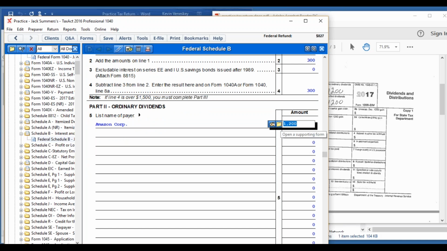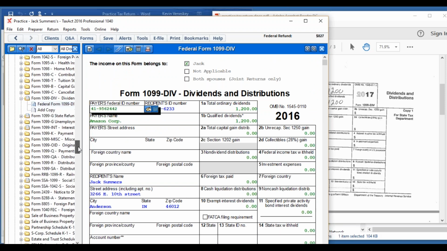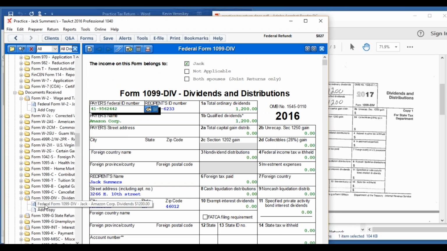Click on the amount, and then it's going to take us to one more page. It's going to take us to that 1099 DIV that I had showed you previously when we were over here in the form tree. Now this is right back to where we would have been if we would have just clicked here in the first place. Either way, it works out. You can do it either way, whatever way makes it easier for you.